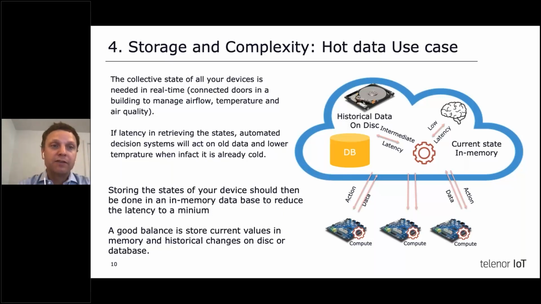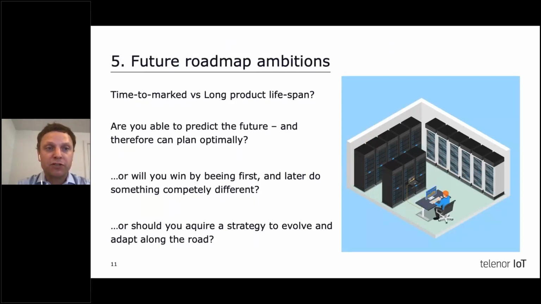Okay, so last out is the future roadmap ambitions. So here is typically time to market versus how long a product lifespan you are expecting. And you can think of it like this: are you able to predict the future? Well, then you can plan optimally. You can decide exactly what kind of hardware you need, what IoT solution you need, what sensors, everything. But you don't normally know and are very good at predicting the future. You may or may not.